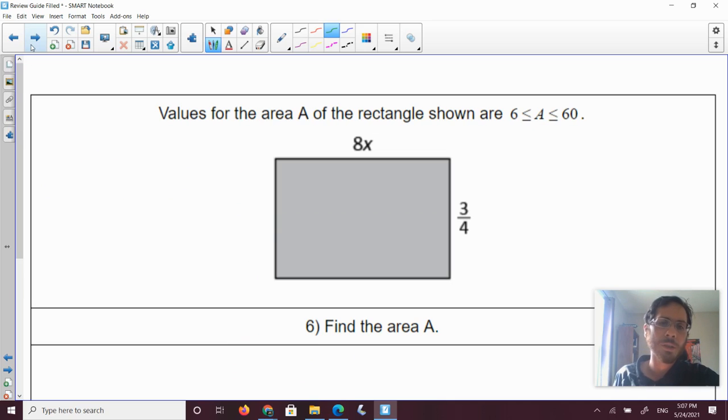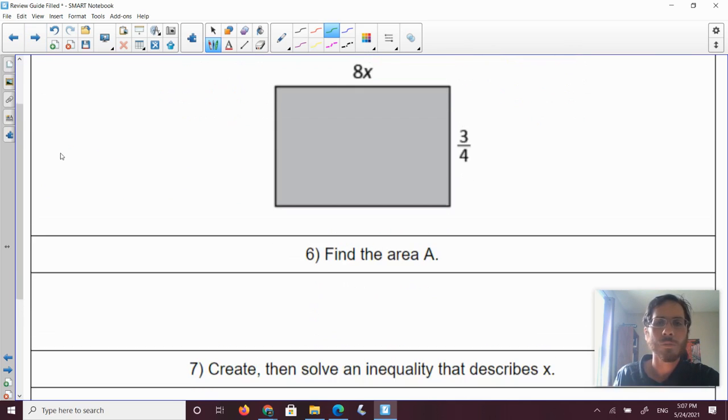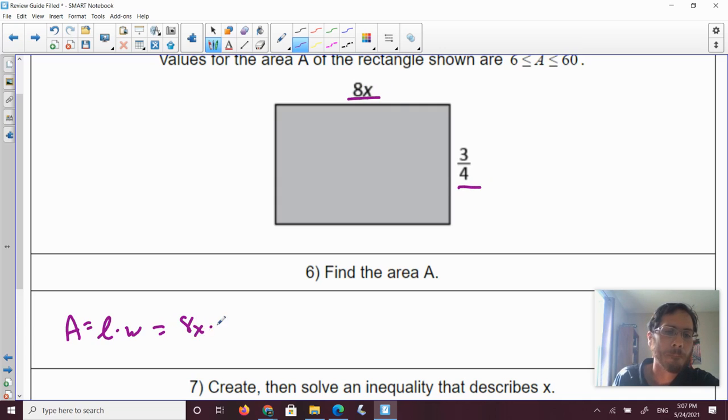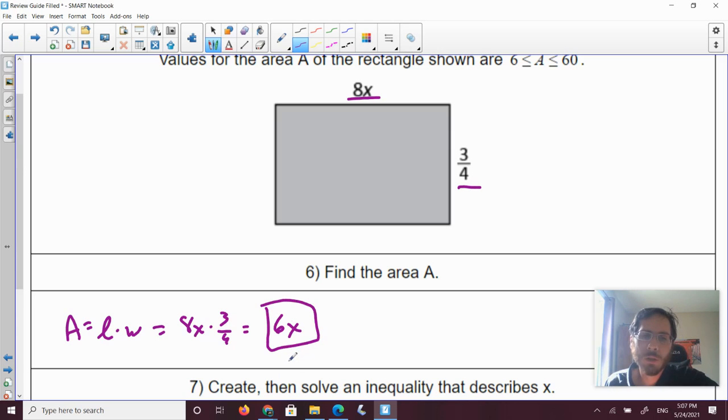For number 6, it tells us to find the area. So we've got a rectangle. We want to remember that the area of a rectangle is length times width. So that's going to be 8x times 3/4, which is going to be 6x. And that's it. We're done. That's what the area is. It's a little bit weird for an area, but that's what the area is.